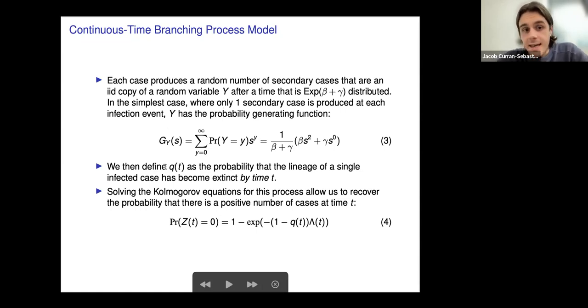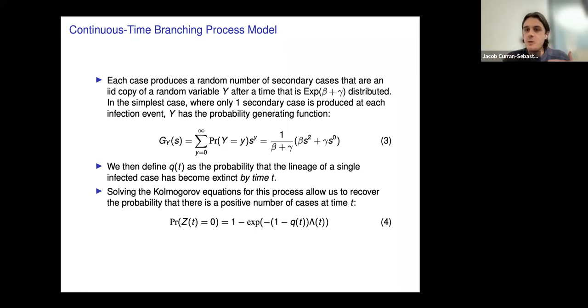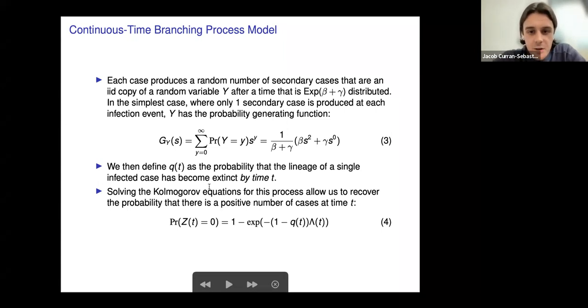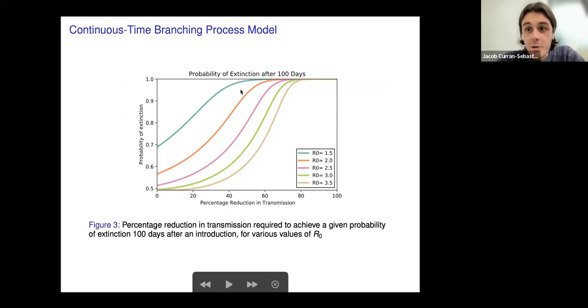What this allows us to do is define a probability Q of T, depending on time, that the lineage of a single infected case has become extinct by time T. So not only do we have the probability that they're caught at the border, if you like, at time T equals 0, we can now track that probability after they enter and begin to infect other people. I'm slightly skating over the detail here, but we can solve the Kolmogorov equations or the master equation for this process. That allows us to recover the probability that there is a positive number of cases entering from outside at time T. It's essentially analogous to the previous expression, except this time we have Q depending on time. That's quite nice. For not that much extra work, we've got a bit more information.